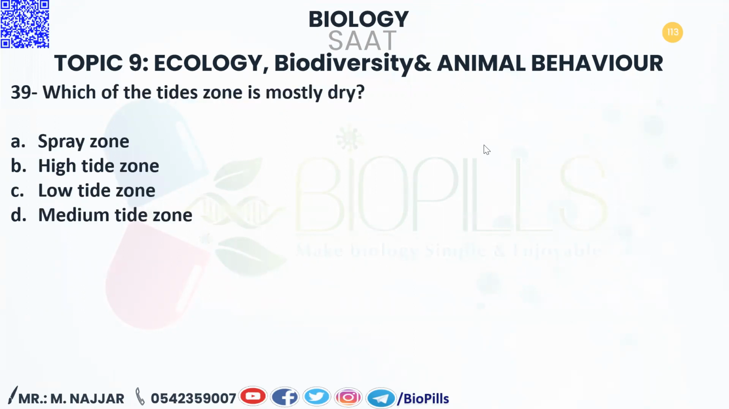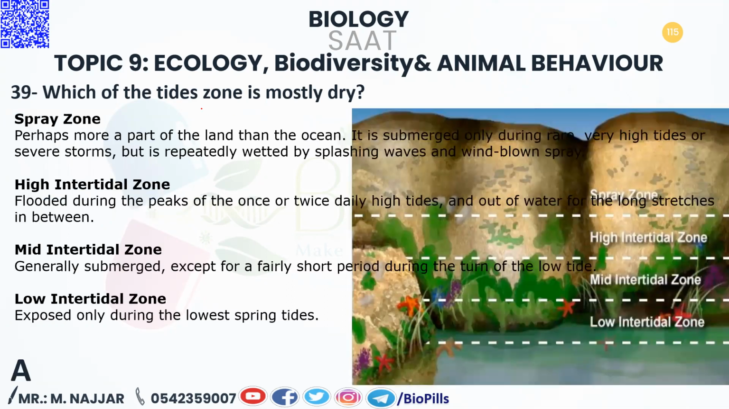Question number 39. Which of the tide zones is mostly dry? A, spray zone, B, high tide zone, C, low tide zone, D, medium tide zone. The correct answer, of course, is A, spray zone. Let's talk about all of them in detail. Here we have the spray zone.